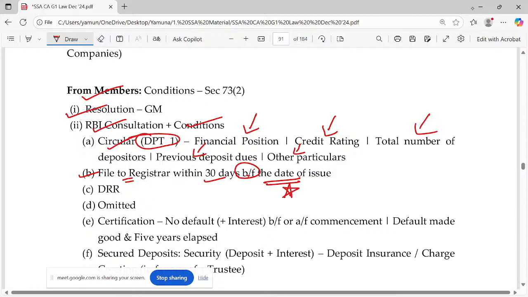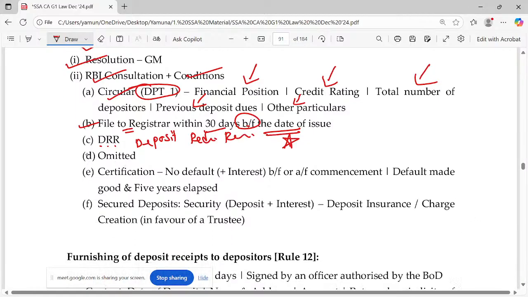எப்பவுமே ஆஃப்டர் த டேட்னு நினைச்சுப்பாங்க இல்ல, இதெல்லாமே இஷ்யூ பண்றதுக்கு முன்னாடி பண்ண வேண்டிய ப்ராசஸ், பிஃபோர் த டேட் ஆஃப் இஷ்யூ. You have to create a DRR called as, sorry, not debenture, deposit redemption reserve. Deposit, okay, redeem பண்றதுக்காக reserve create பண்ண. Deposit redemption reserve. D point is omitted.